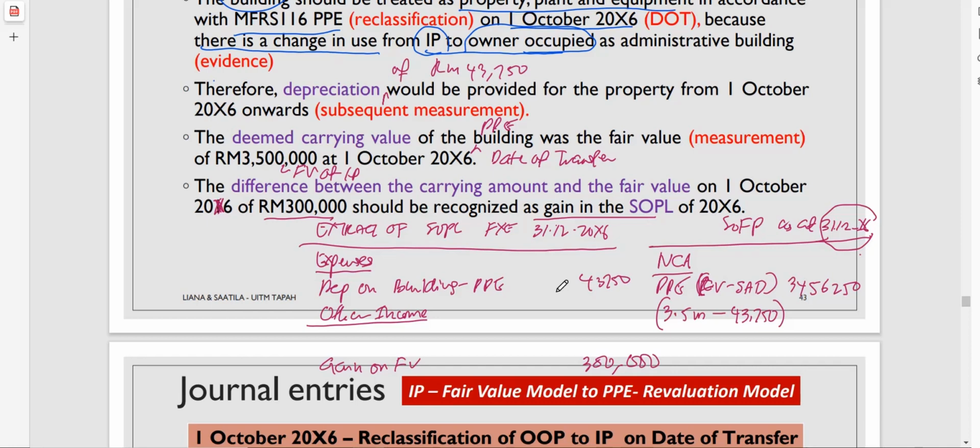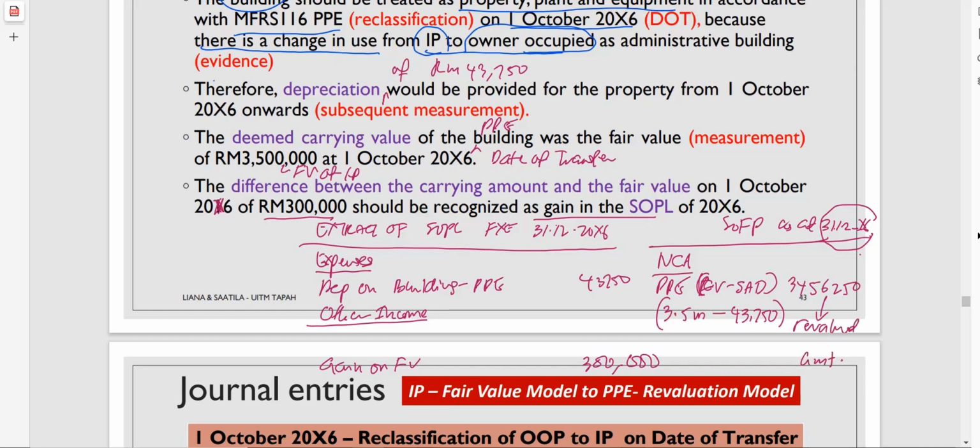So you would see IP in the statement of financial position somewhere, perhaps on 30th of June 2006 as well. It is still an IP. It is now a PPE beginning 1st of October, and the first reporting date here is 31st of December. So you show that in the statement of financial position at the revalued amount. So this is the revalued amount.